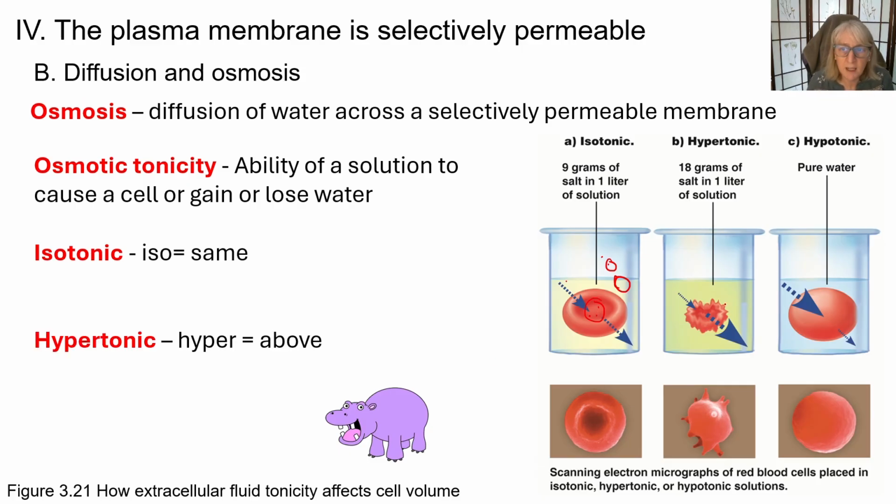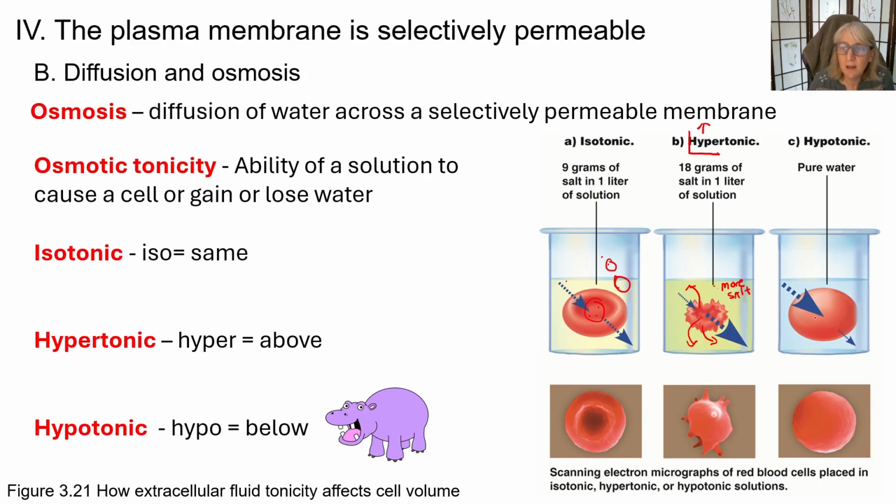If the cell is in a hypertonic, hyper means above or higher. If it's in a solution where there is more salt outside or more solute, what will happen is all of the water will leave the cell and the cell will shrink up and wither away, because this cell is now in a hypertonic, a much higher solution of solutes than what is inside the cell, and the water will just osmosis out. It'll suck out.